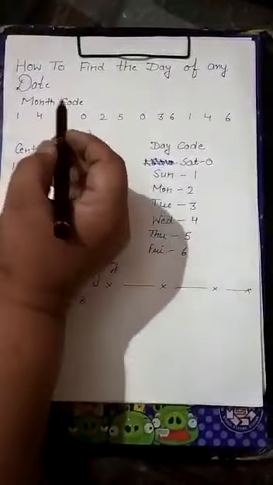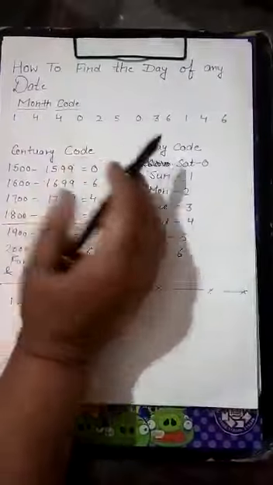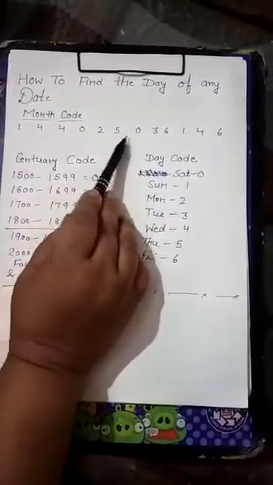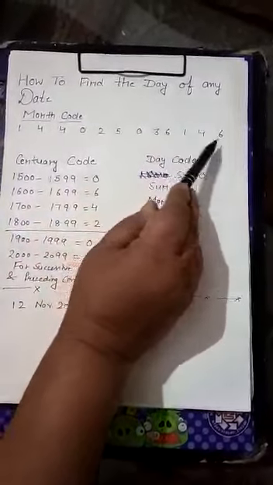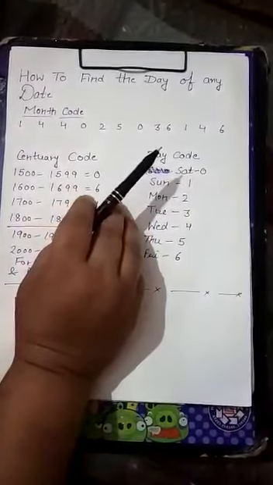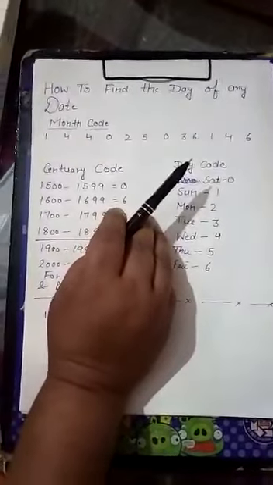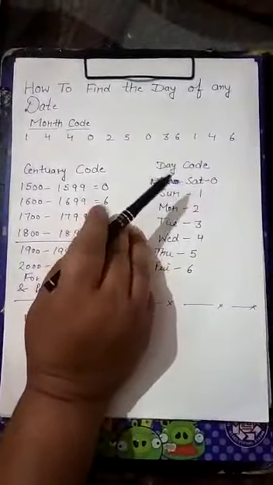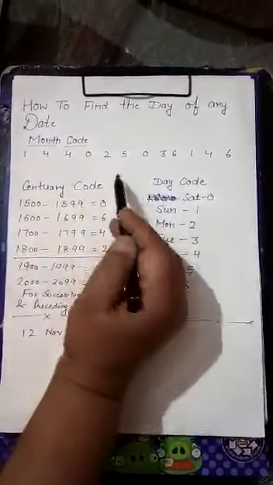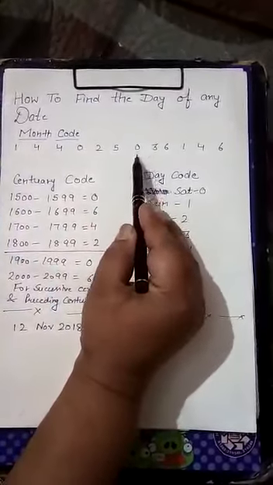You have to remember the month code. First one is the month code. It's 144025036. I know you think that it's tough to remember. No, I will tell you the trick to remember these month codes. It's 144, the square of 12, and then the square of 5, 025, then the square of 6, 036.